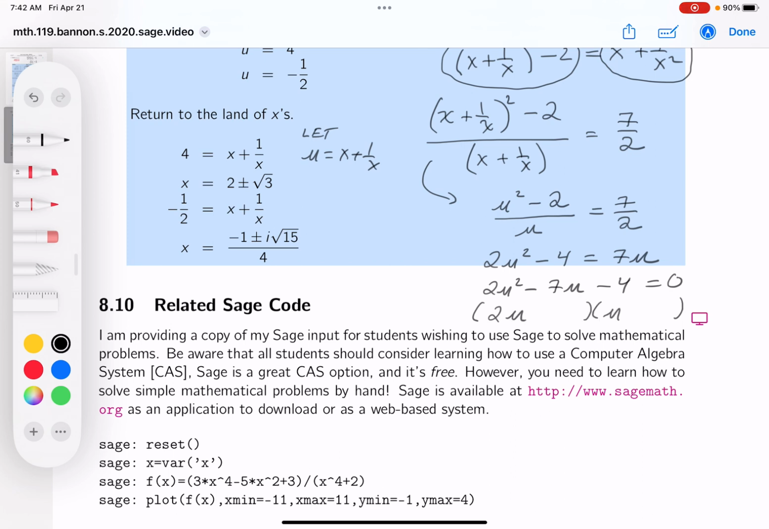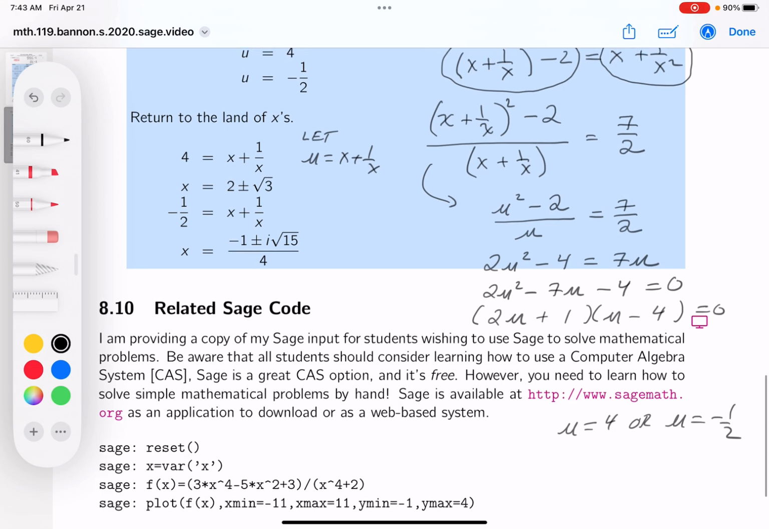Yeah, it's quadratic. It's much easier for me to deal with. I'm going to say 4 and 1, minus and plus. You just check it. You do get 2u squared. You get minus 8u, plus 1u is minus 7u. And you do get minus 4. So right now, u is 4, or u is minus 1/2.